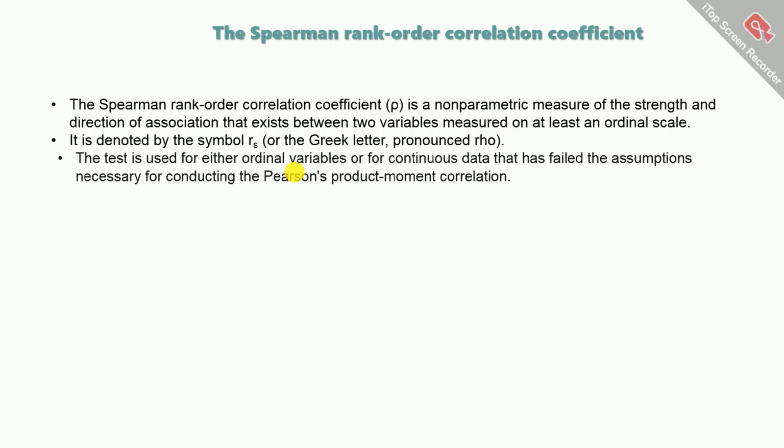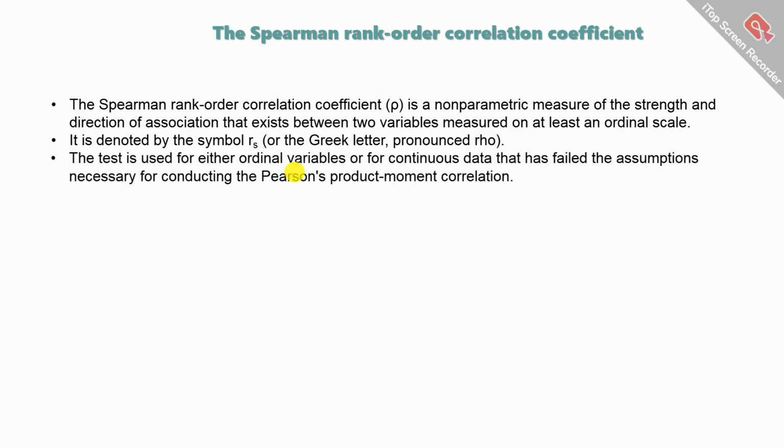This test is used for either an ordinal measurement scale or for continuous data, that is quantitative data, which has failed the assumptions that are necessary for conducting the Pearson's product moment correlation. So if the assumptions necessary for conducting Pearson's product moment correlation are not fulfilled, then in that case we may use Spearman's rank order correlation coefficient for the continuous data set.